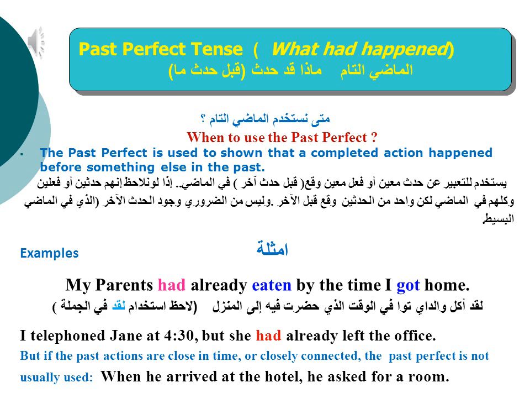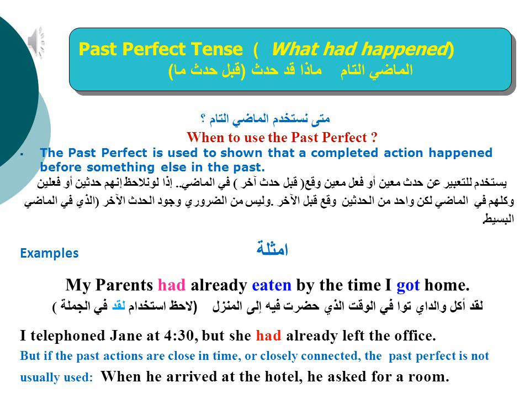Now this means that my parents ate first and then I got home. Now the action that happened before I got home is in the past perfect. Another example, I telephoned Jane at 4:30, but she had already left the office. It means I telephoned her at 4:30 and perhaps she left the office before 4:30. Now that action takes the past perfect form.